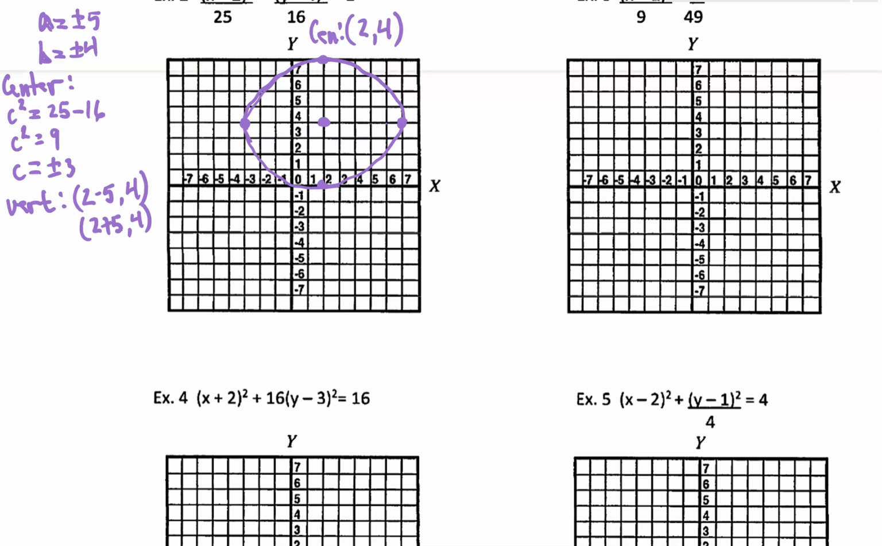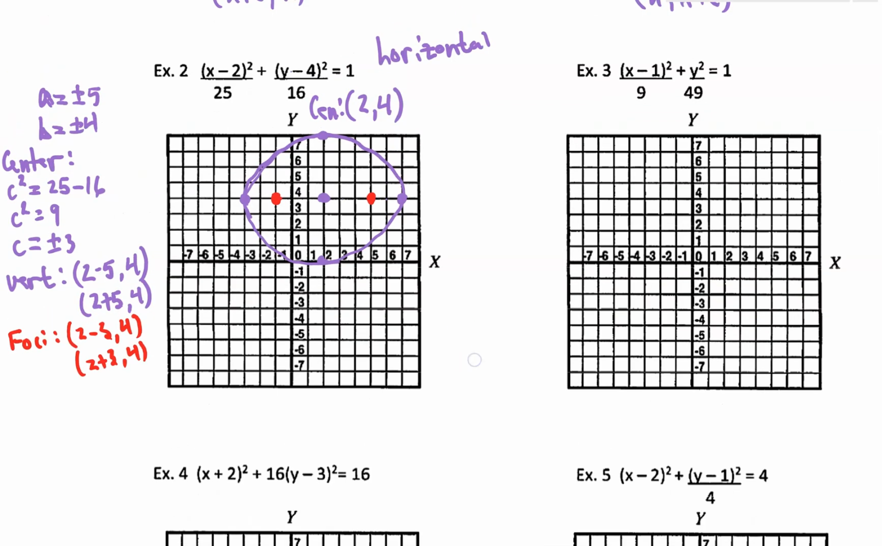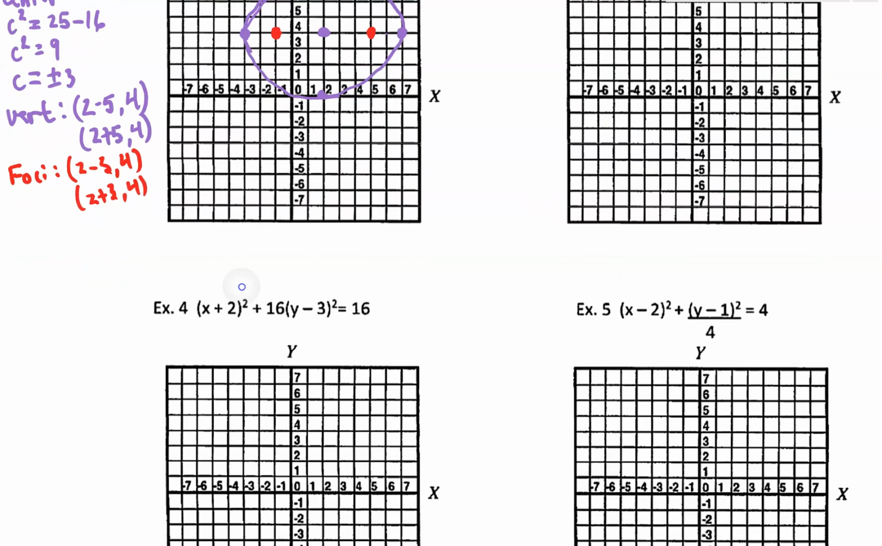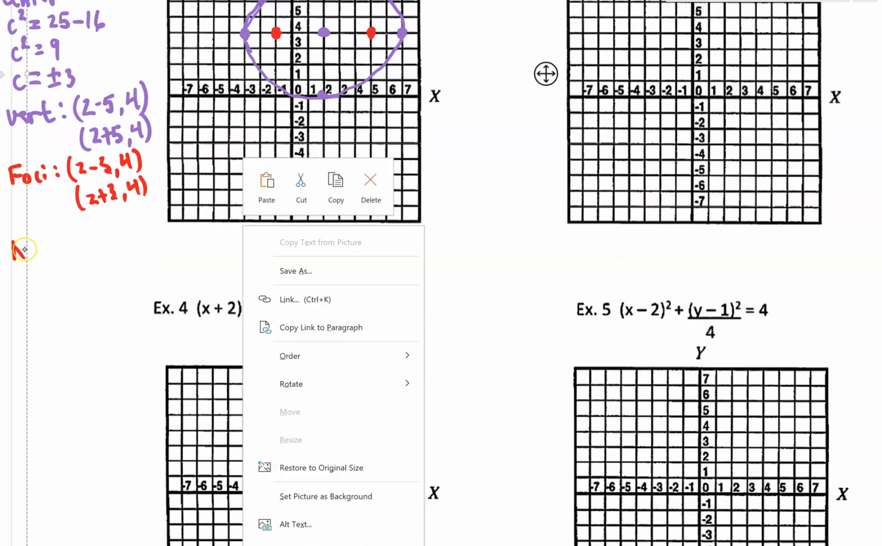All right, so now I need to put in my foci points. My foci is going to be the h, which is 2, subtracting the c, which is 3, comma 4, and 2 plus 3, comma 4. So it's telling me I'm going to go 1, 2, 3 this way, 1, 2, 3 this way. There are my foci points. Hopefully that makes sense. Now, if I want to find all the other stuff, the harder ones to find are going to be two of them. First of all, let's just go, major axis here.